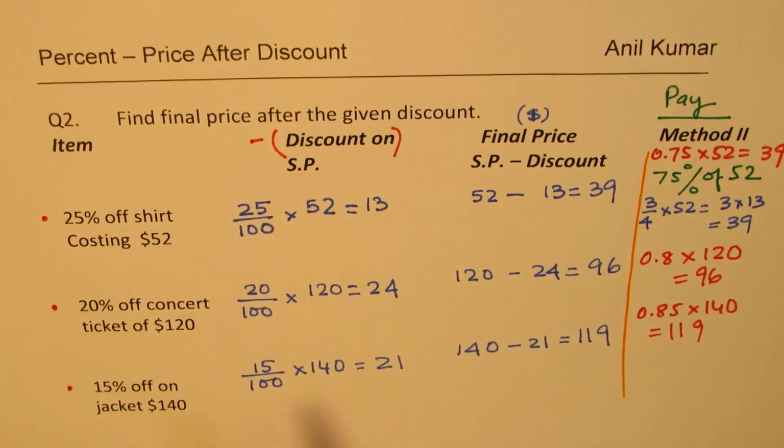Now, with 15%, 0.85 was a very difficult number to work with. We have another way to work out 15%. Think like this.